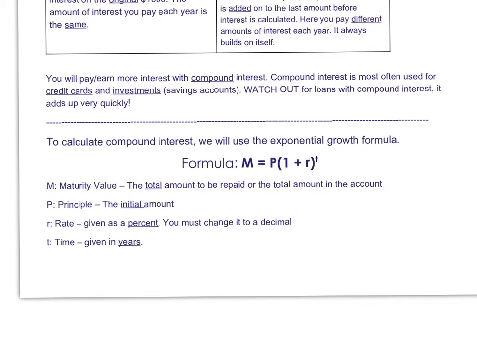So as I said, you will pay or earn more interest with compound interest. Compound interest is most often used for credit cards and investments or savings accounts. Watch out for loans with compound interest. It adds up very quickly.